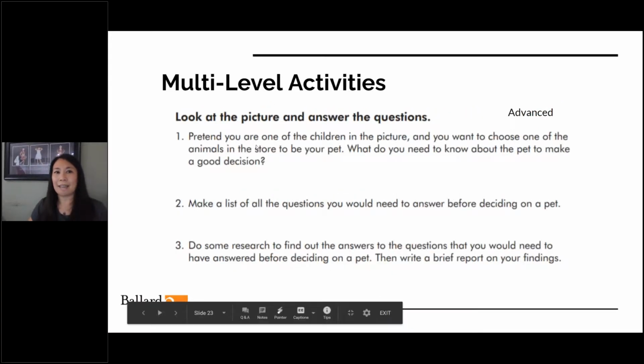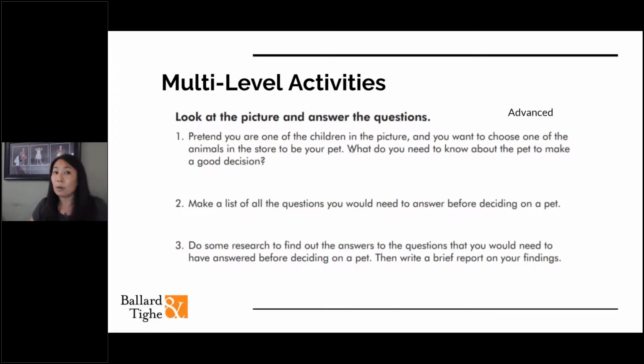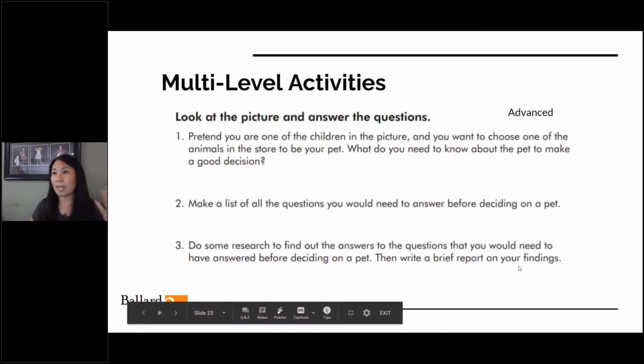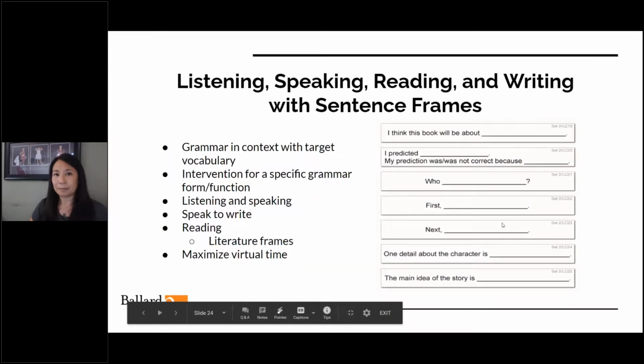All right, here you'll see the advanced. You're going to pretend you're one of the children in the picture and you want to choose an animal from the pet store. What do you need to know about the animal? Make a list of questions, so totally creative, and then do some research and write a report. So again, moving that needle to something even more difficult, all using that same theme picture.